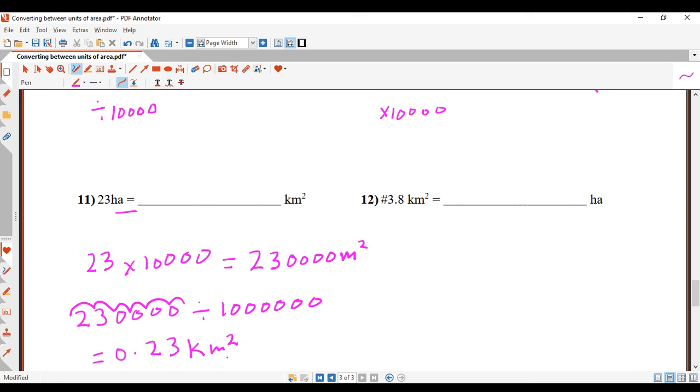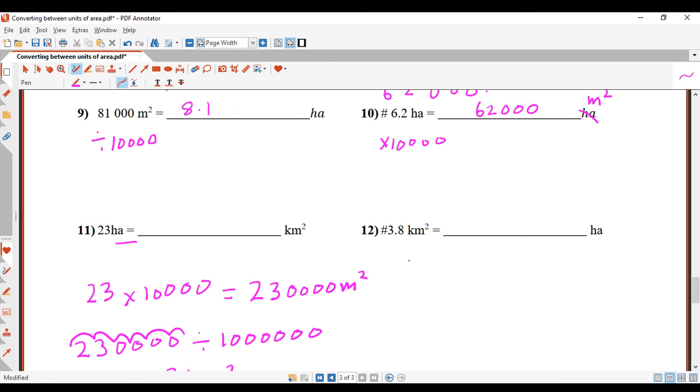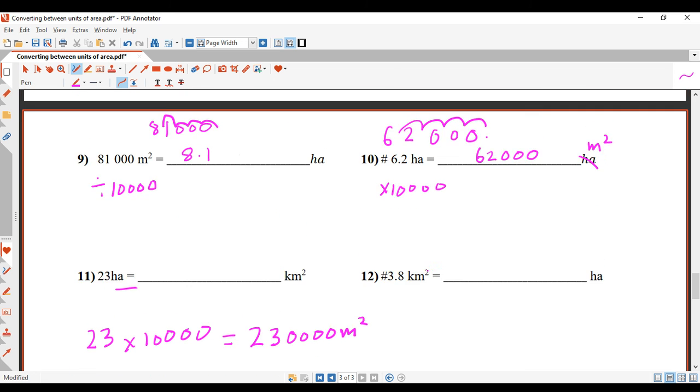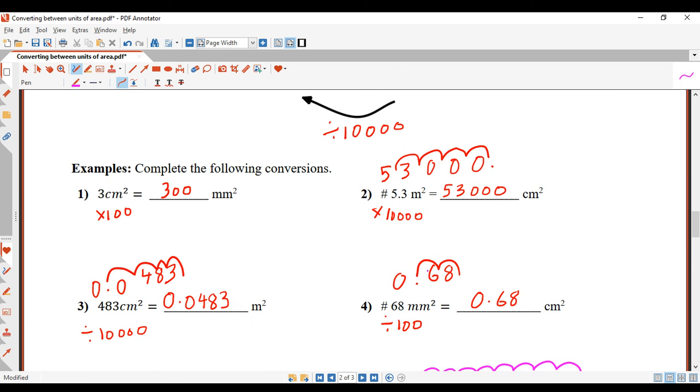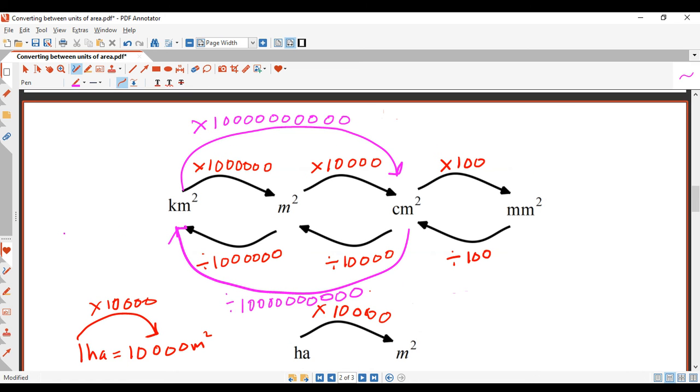All right. Now, I want you to have a go at the last question, kilometres squared to hectares. So let's just have a look at that. Kilometres squared. You just pause the video. We're going to convert this to metres squared first. So kilometres squared to metres squared. If we go back to our diagram, kilometres squared to metres squared, I'm timesing by a million.